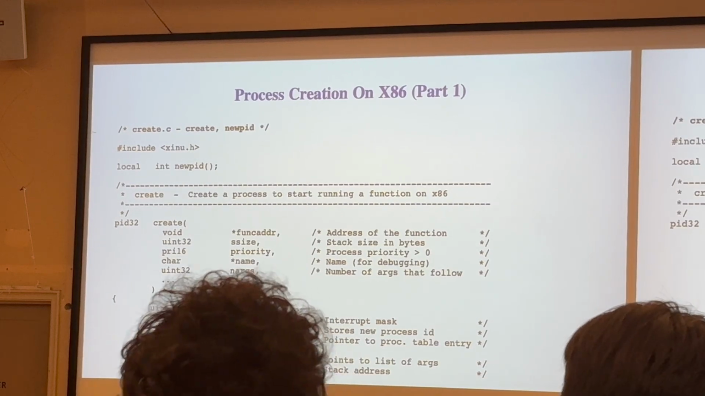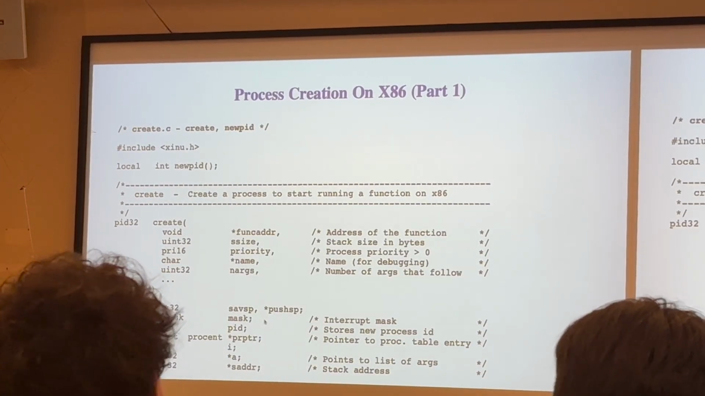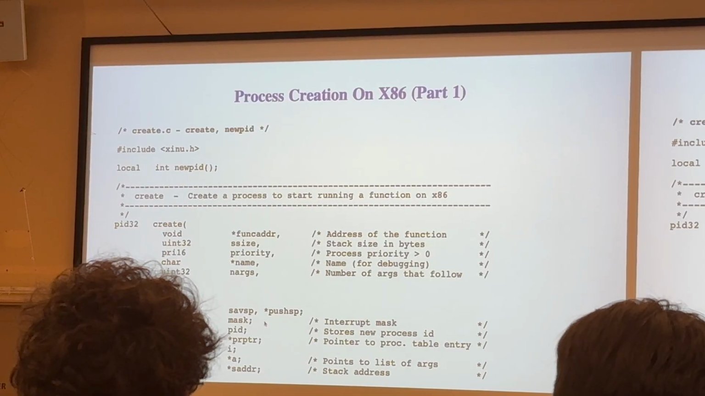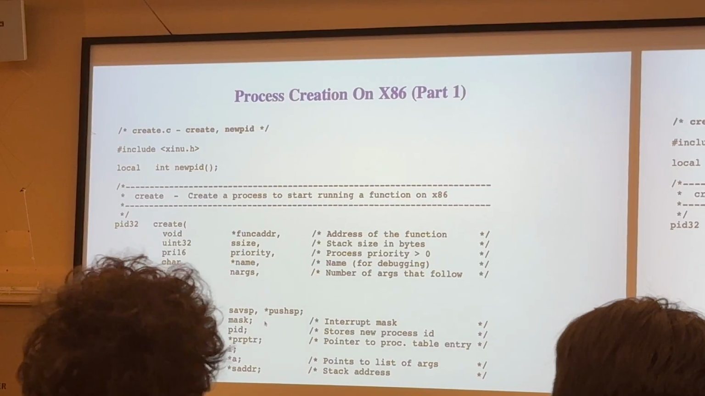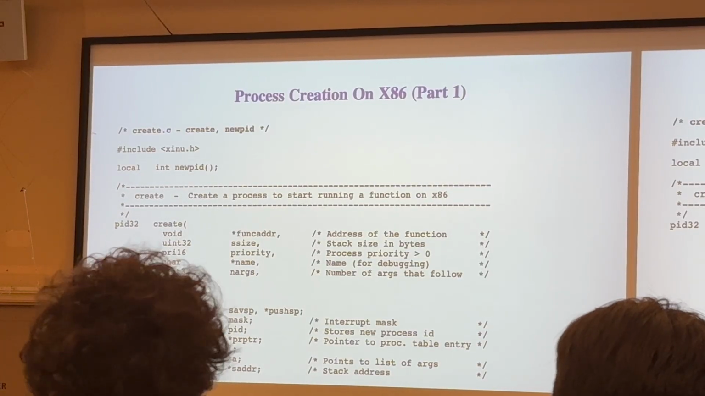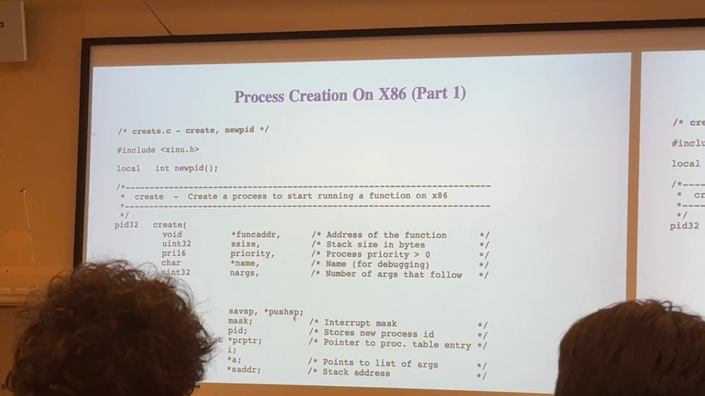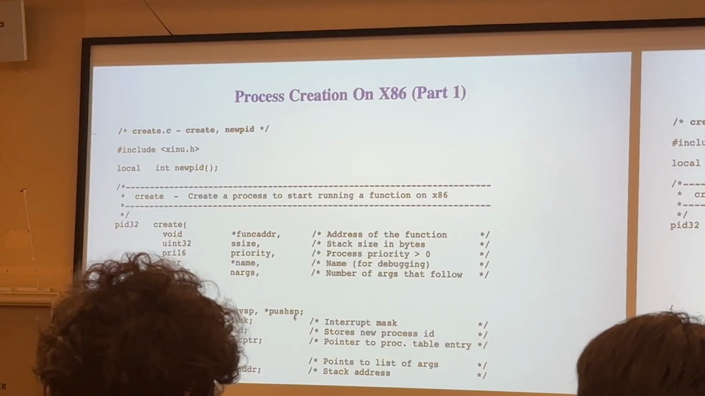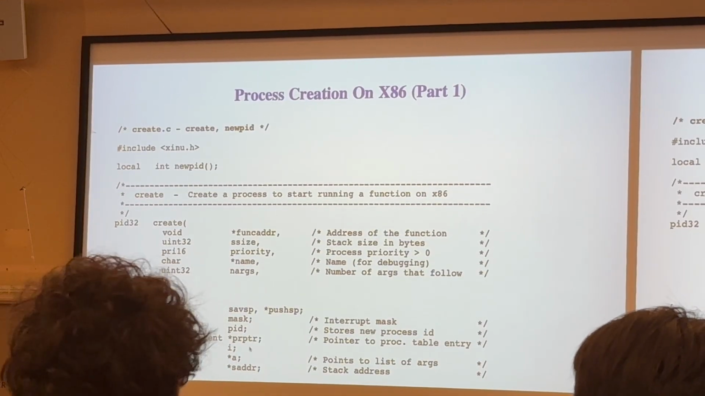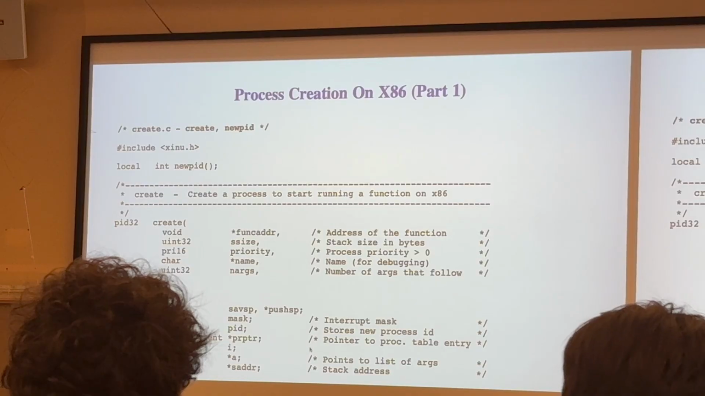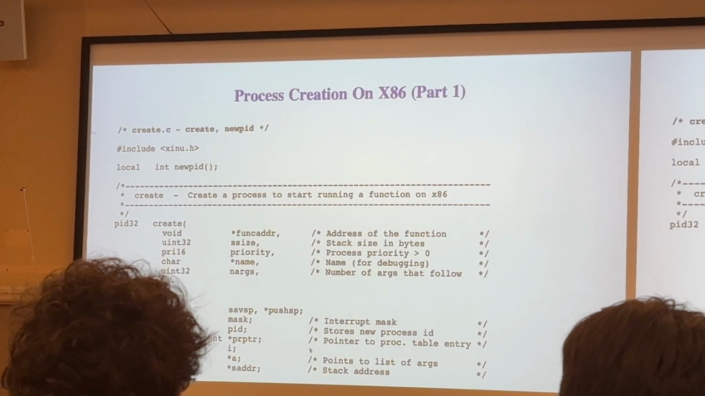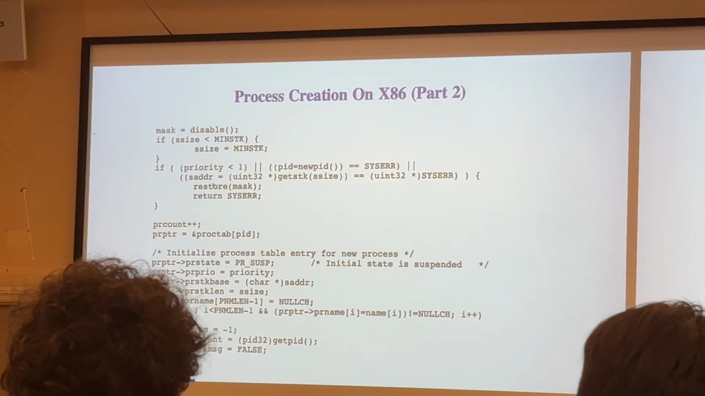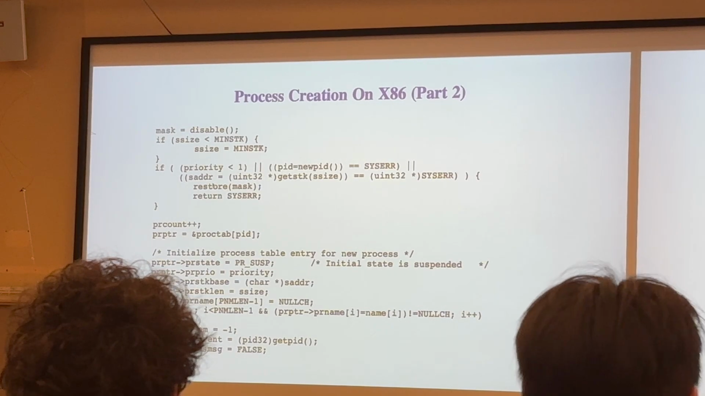So this is the code of process creation in x86. This part is very straightforward. We allocate some local variables, which are helpful for this function's execution. Later we'll explain what they are, but for now you don't need to remember them. These parts we will explain later.